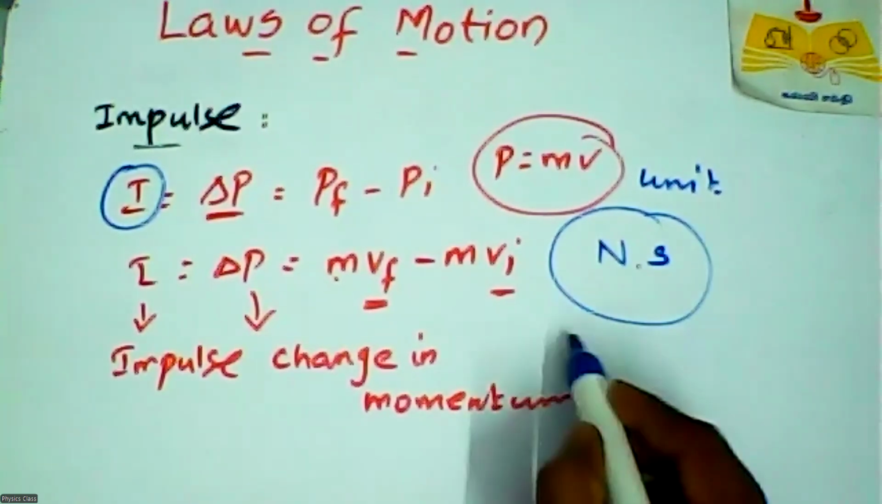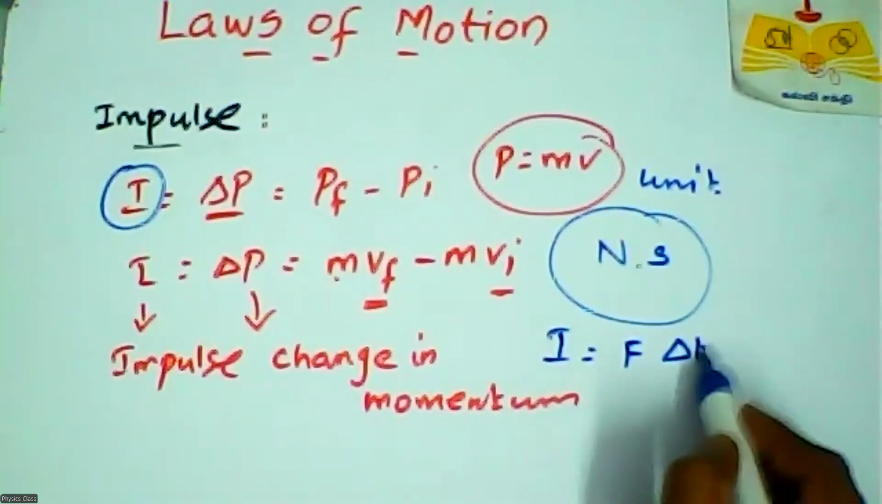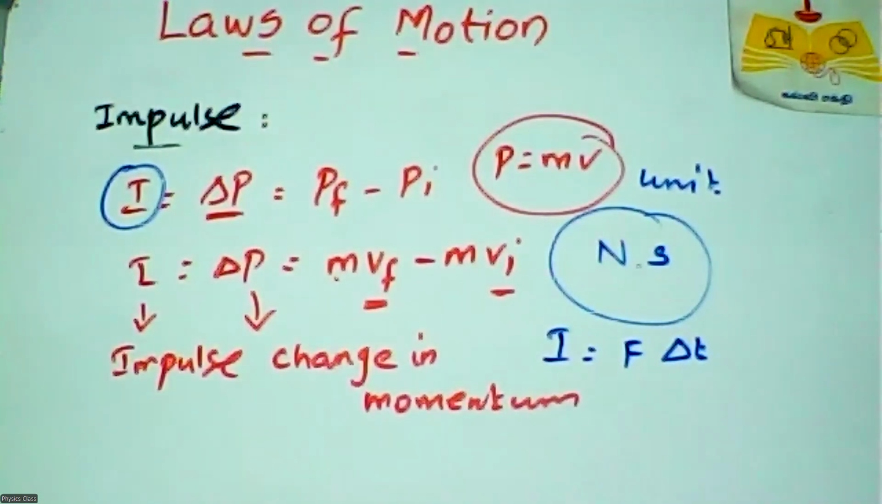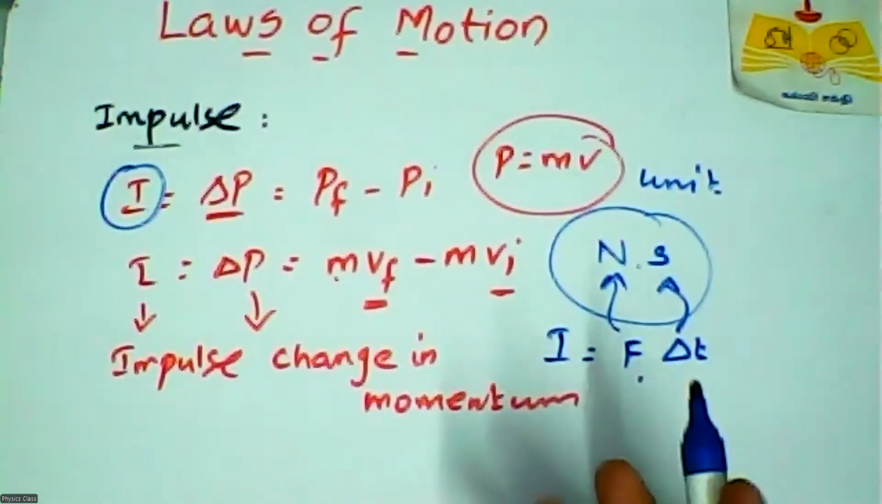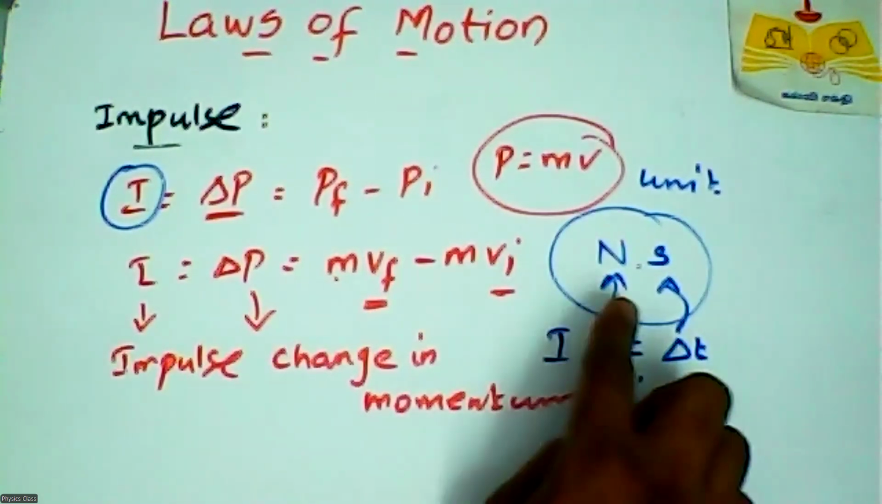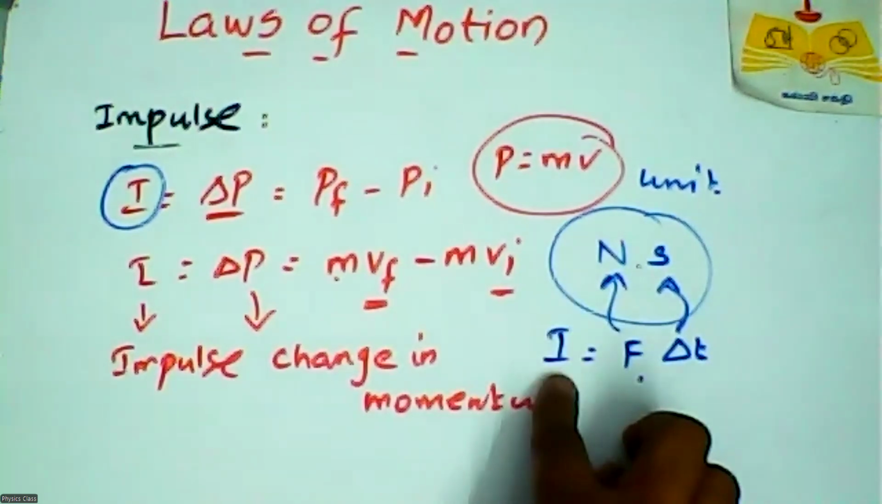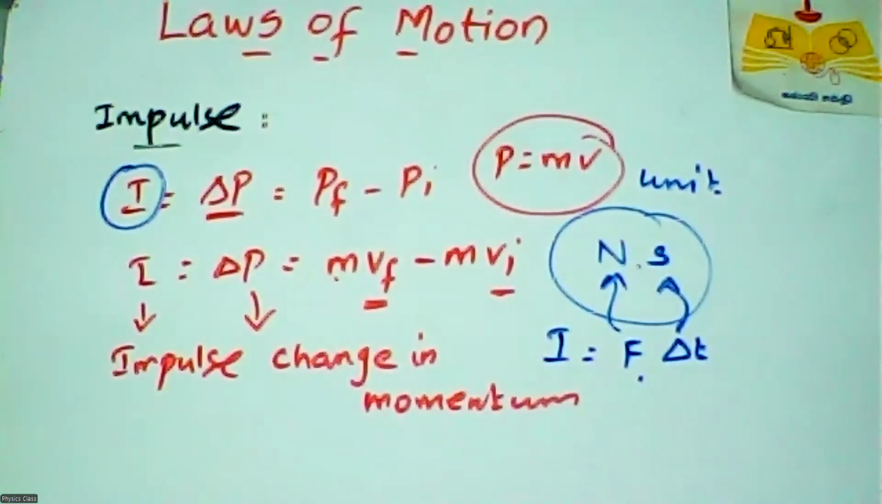Already you know that I is equal to F dot del T, change in time with force. Force is Newton, del T means time, and the SI unit for time is second. That's why I'm writing the unit of I as Newton second. Clear? This is the concept of impulse.